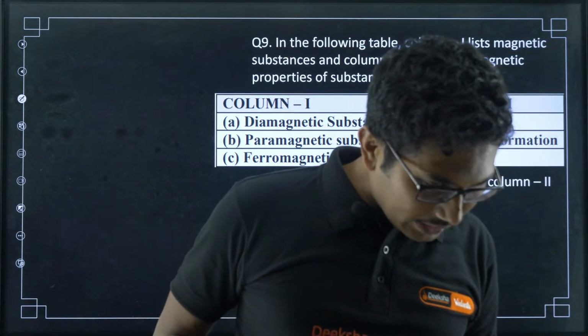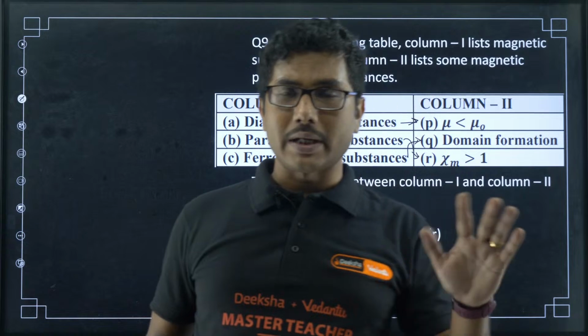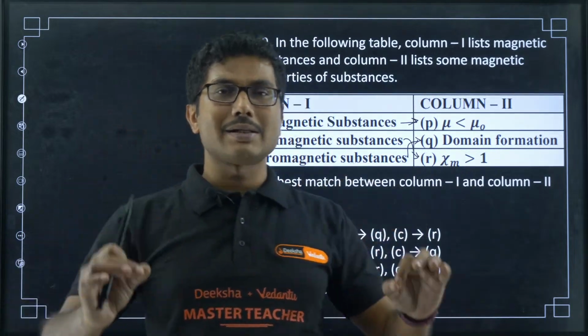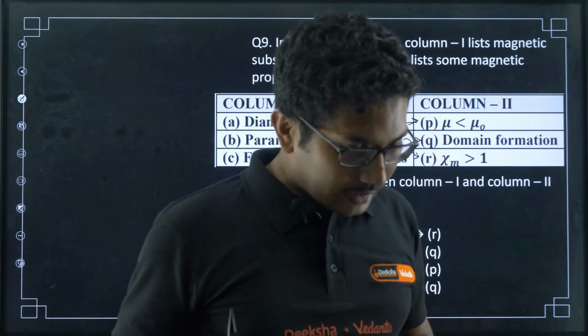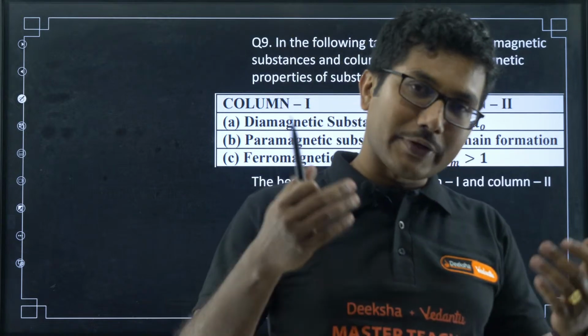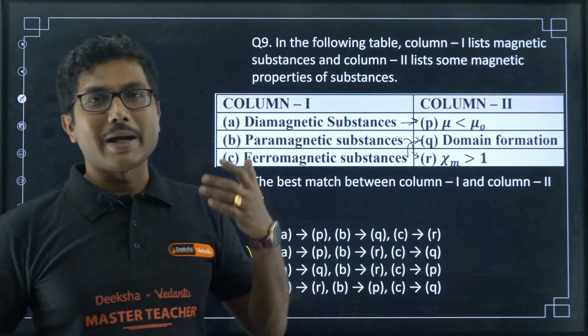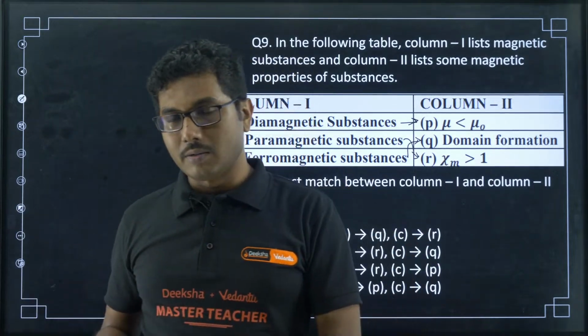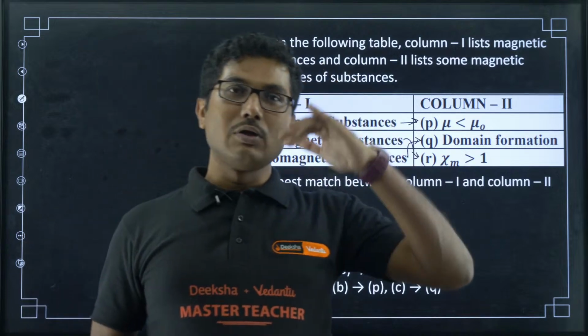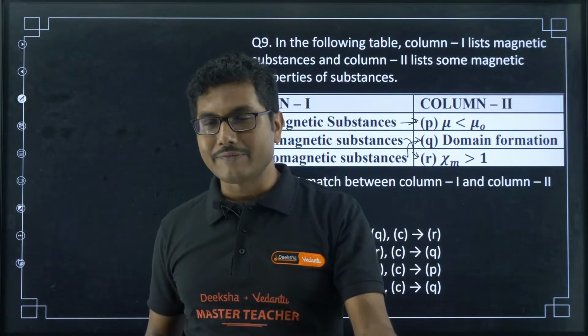Iron is ferromagnetic, you said? No, iron is not ferromagnetic. Iron is paramagnetic. All the metals by nature are paramagnetic. Iron is ferromagnetic. Sorry, my mistake. Iron is ferromagnetic. All the metals by default are paramagnetic. If they are below Curie temperature, they behave like ferromagnets.